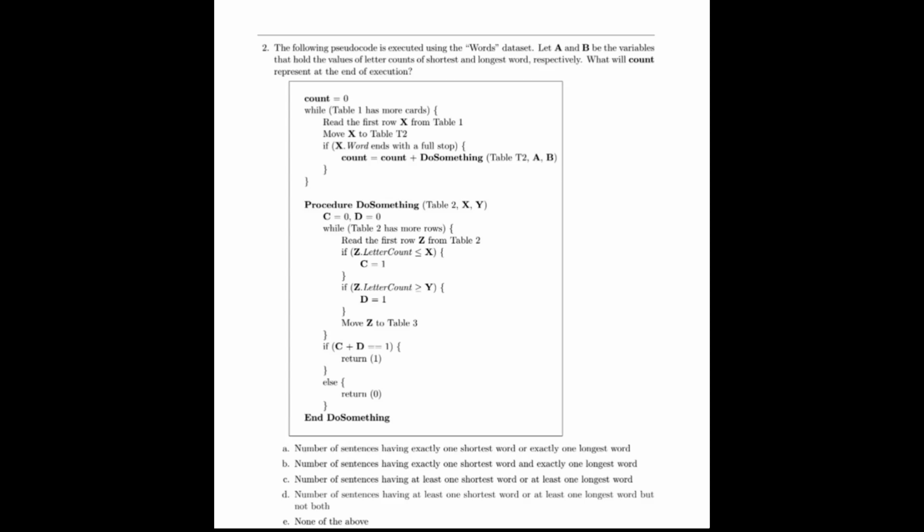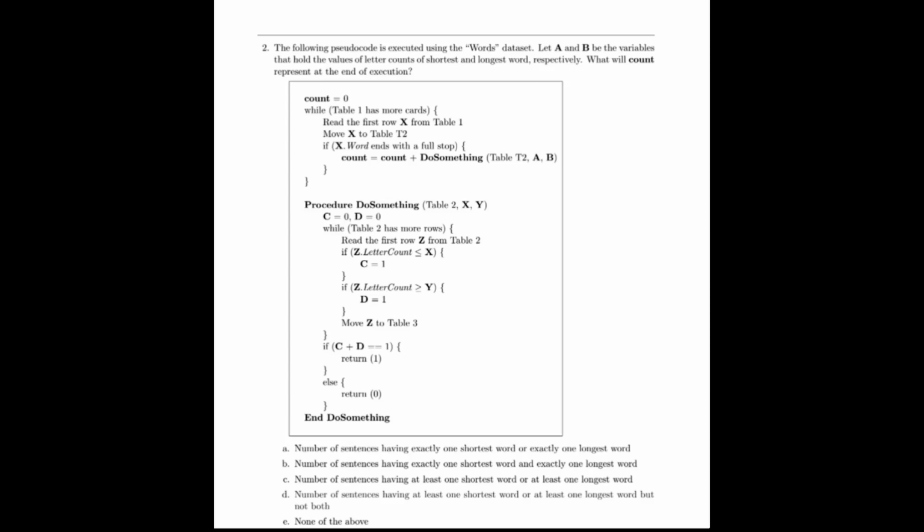Now this statement means as C holds the value of the letter count of that word whose length is less than or equal to the shortest word, and D holds the value of the letter count of that word whose length is greater than or equal to the longest word. Okay. Now if we take both the values to be 1, it means that either C should be equal to 0 or D should be equal to 0. So C plus D equals 1 will return 1 in that case, and the value of procedure do something will be 1 and the count will be updated.